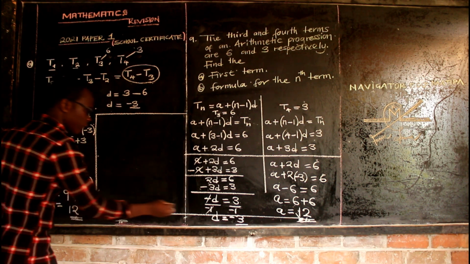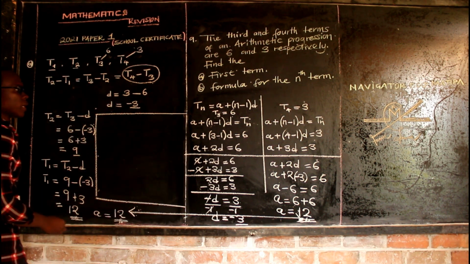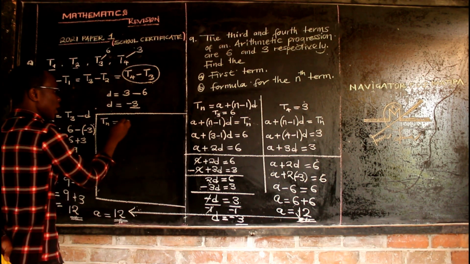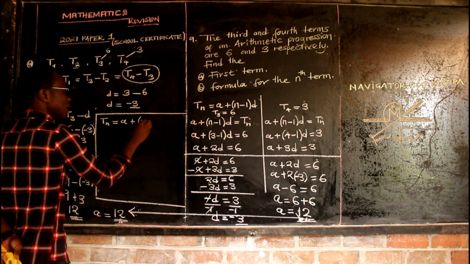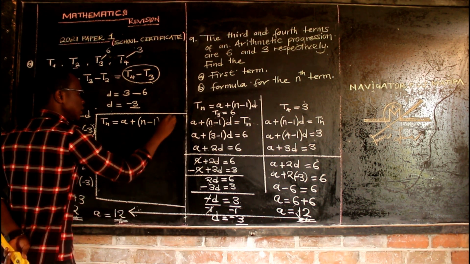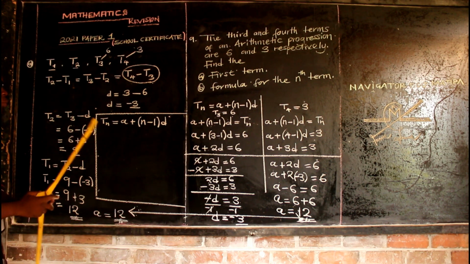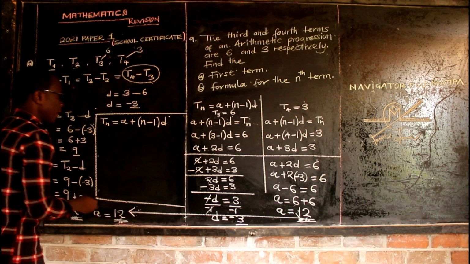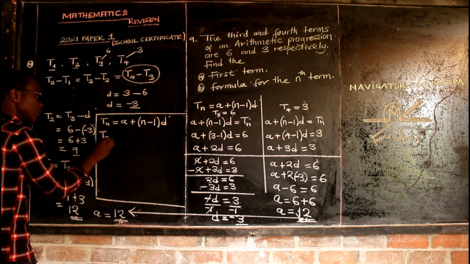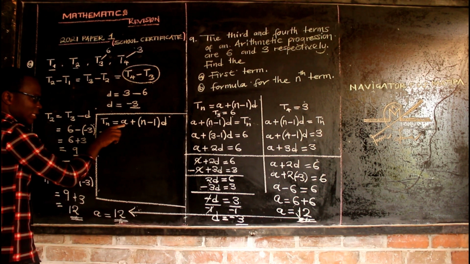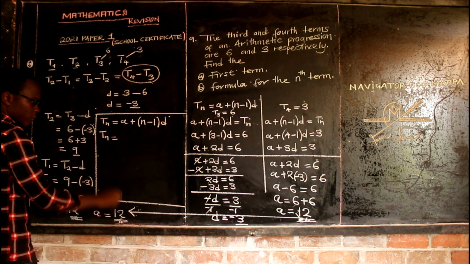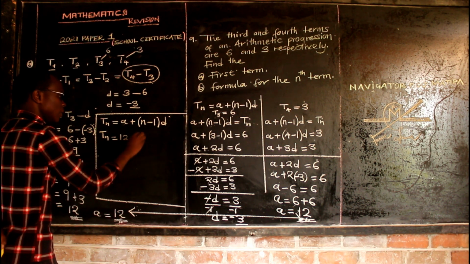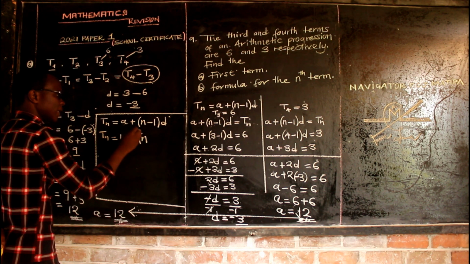The formula for the nth term in this case, you know the formula is given by Tn is equal to a plus open brackets n minus 1 close, then d. So in this case, what we want is the formula. So Tn is equal to, where there is a, we know a is 12, that's the first term. So you put 12 where there is a, then plus, you maintain n. n should be part and parcel of the formula.